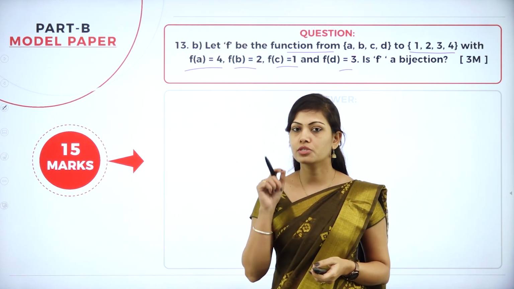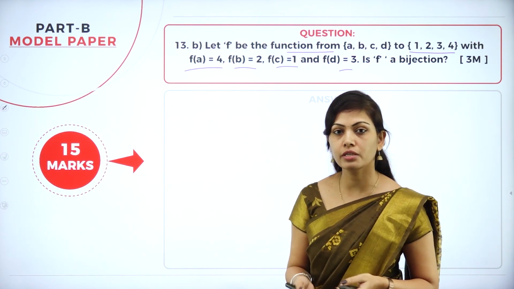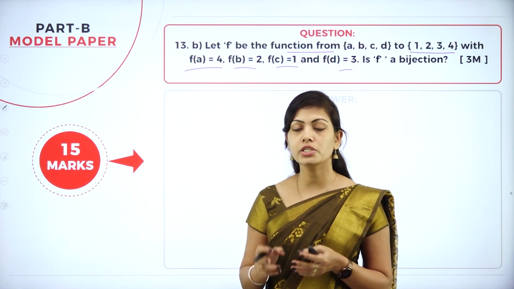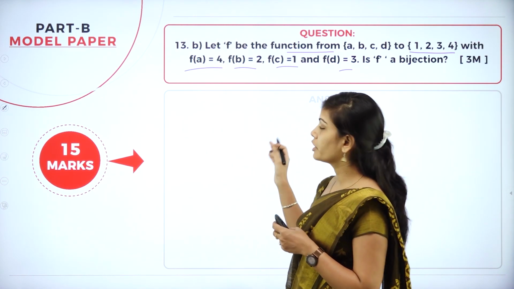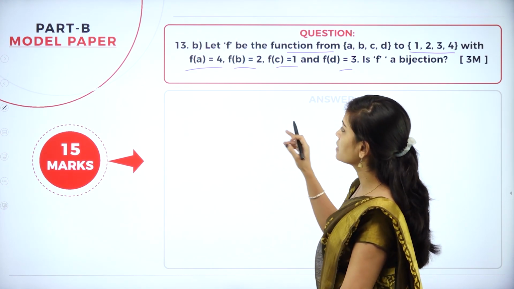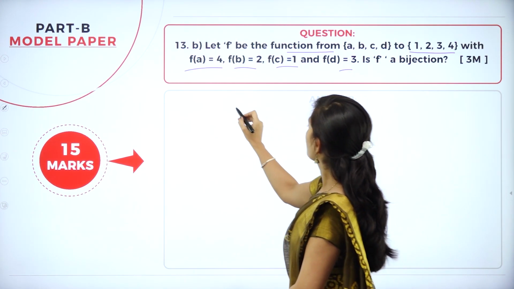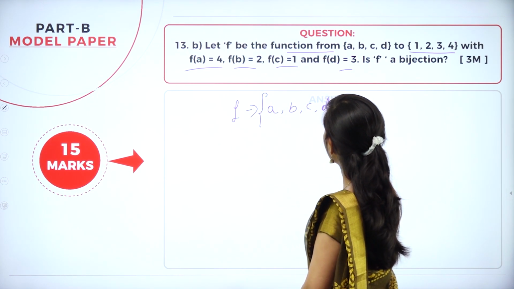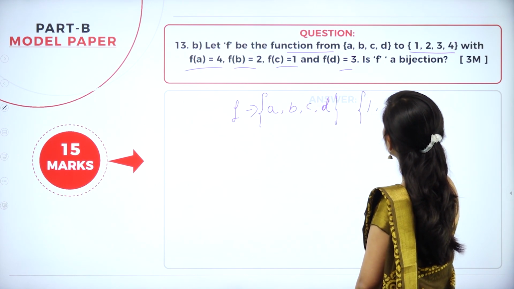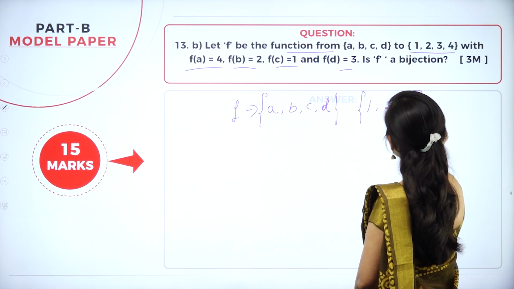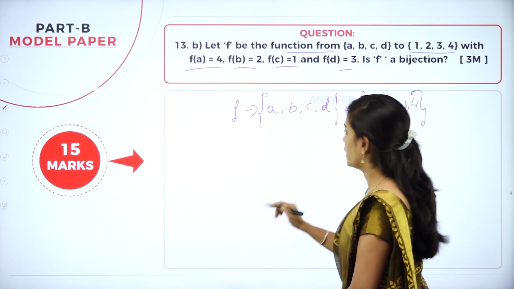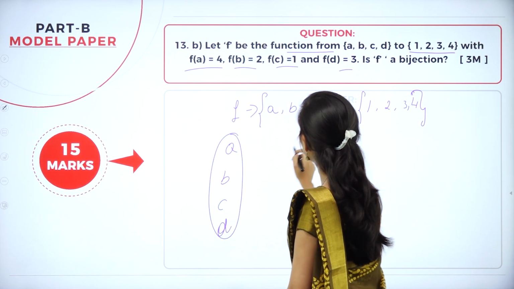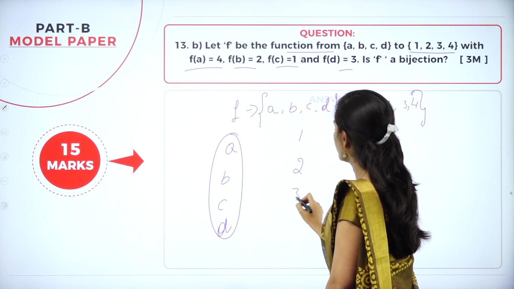So first you have to understand the logic of bijection. What is bijection? Bijective means a function which is both injective and surjective is called a bijective function. That is, a one-to-one function and an onto function is called a bijective function. So here they have given the function f from {A, B, C, D} to {1, 2, 3, 4}. They have given the domain and codomain. I'll write the domain A, B, C, D and the codomain is 1, 2, 3, 4.